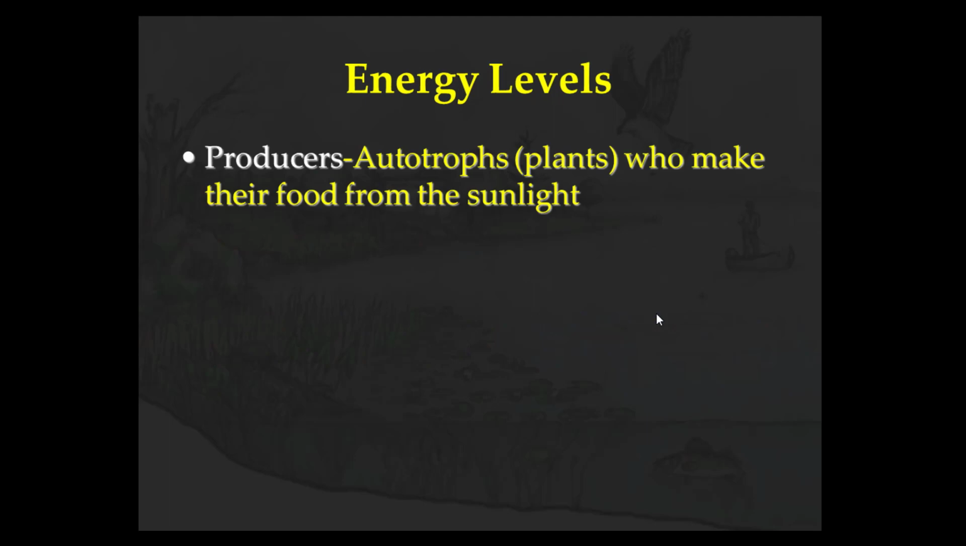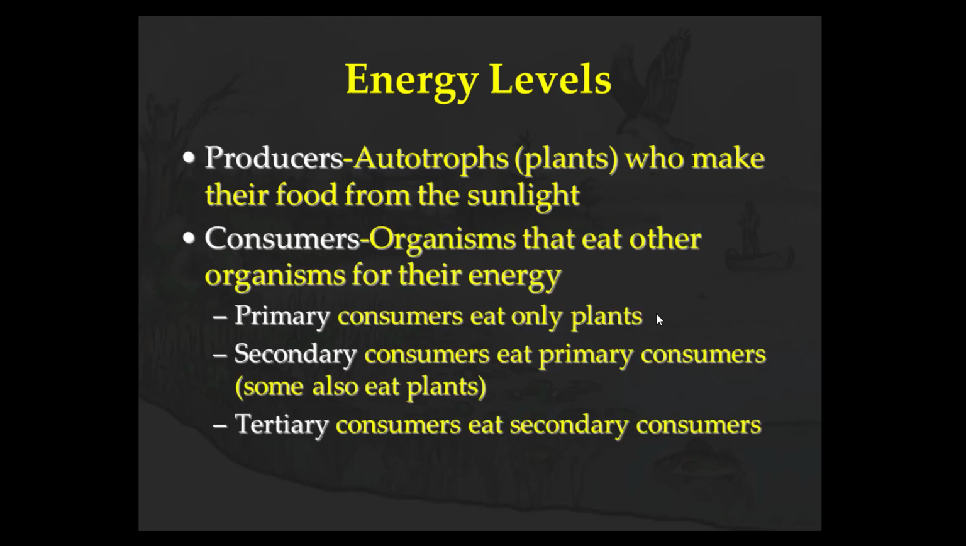Energy levels. The first energy level is the producer. These are green plants, some bacteria, and algae that can prepare their own food in the presence of sunlight and chlorophyll, converting carbon dioxide and water into glucose. So they are producers. These are the first energy level, or trophic level, in our ecosystem.